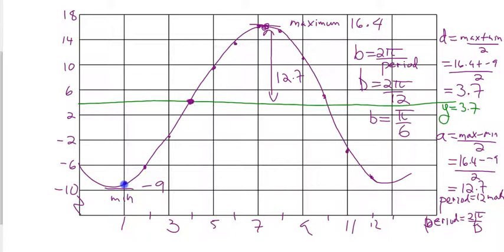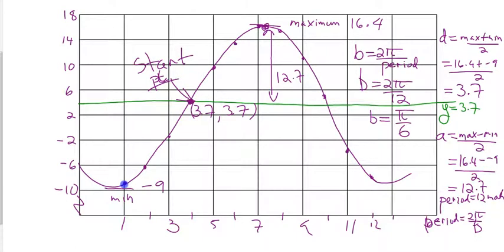3.7 is the temperature, so you're saying 3. All right, so we'll call this 3.7. This is our start point. So start point is where the curve intersects the midline and it's going up. So when that first happens, right? All right, so we're using 3.7.